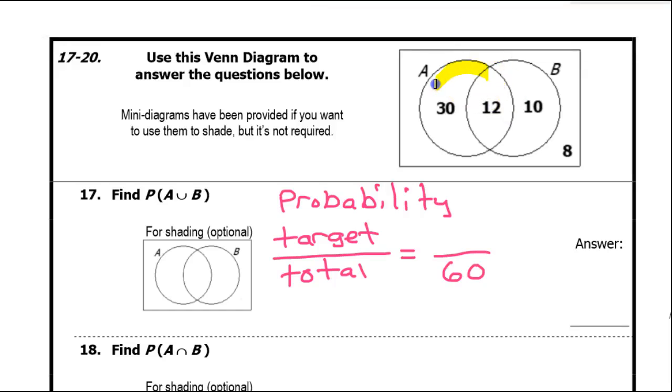So if you understand that for A or B, we need to do all of A and all of B, right? Just all of this is what A or B is. Then you know that we're going to add these three numbers. So that's going to be 30, 40, 52. And I mean, we could reduce this, but this is one valid form of the answer.